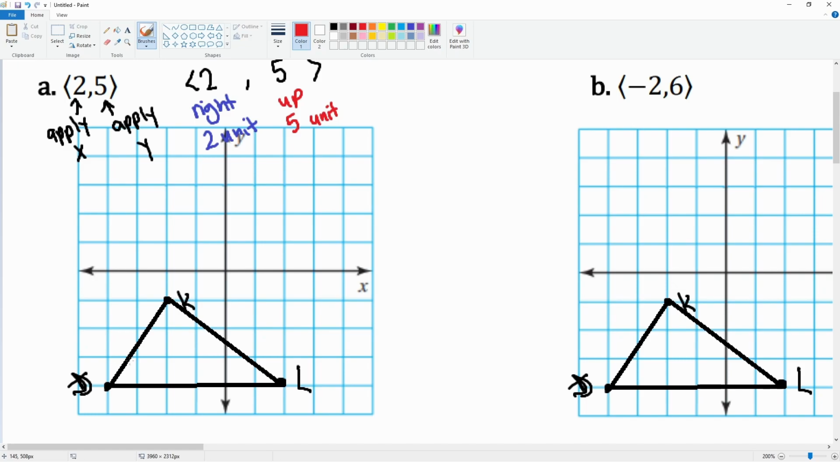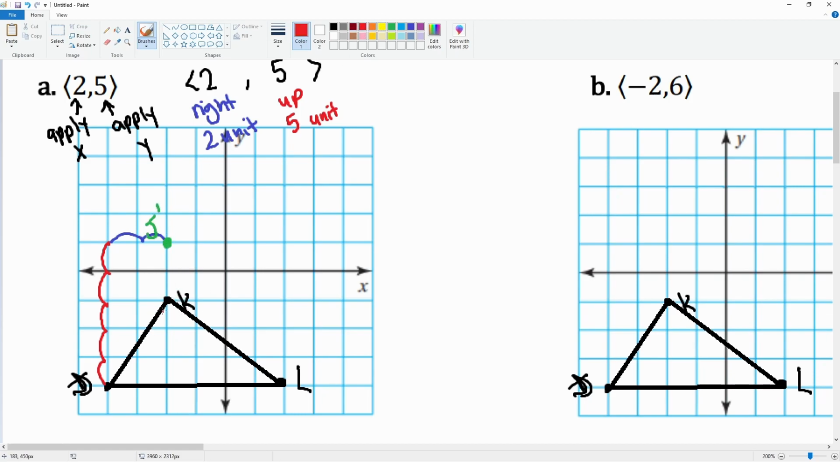So here, let's do up 5 first. 1, 2, 3, 4, 5. Then across 2. 1, 2. This is that new point, I'm going to make the new one green. This is the new point of J prime.